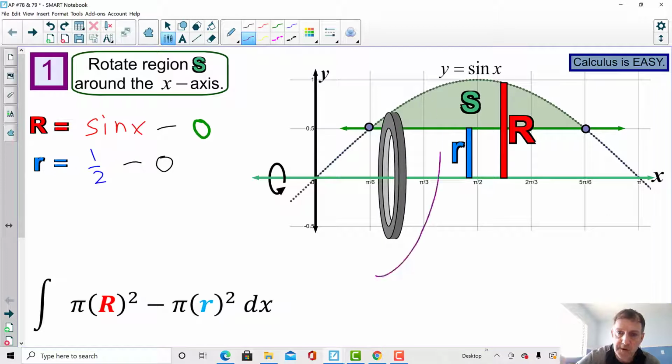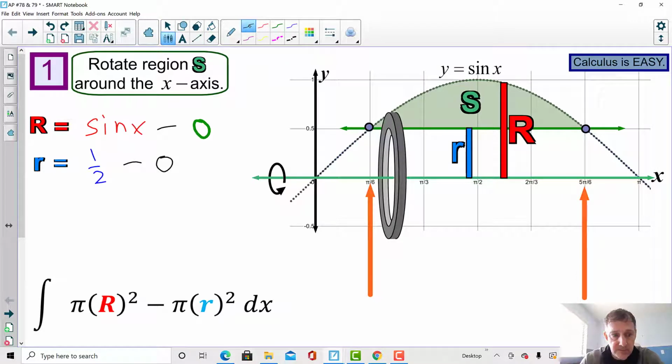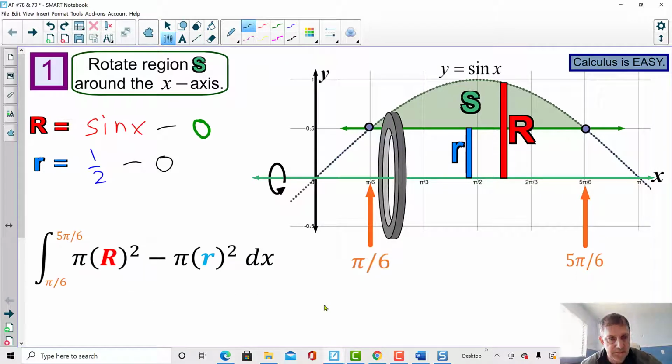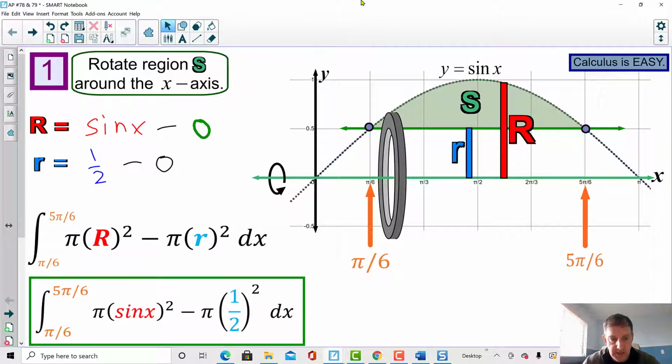So I've drawn one of the washers here, just as an example. And we want to fill in these washers from x equals pi over 6 all the way to x equals 5 pi over 6. So those are going to be our bounds. All right, and that's it. We're pretty much done. Let's plug in the big R and the little r. Okay, that's our final answer. Let's go ahead and put a box around it. And now we're done. Let's take a look at example number 2.